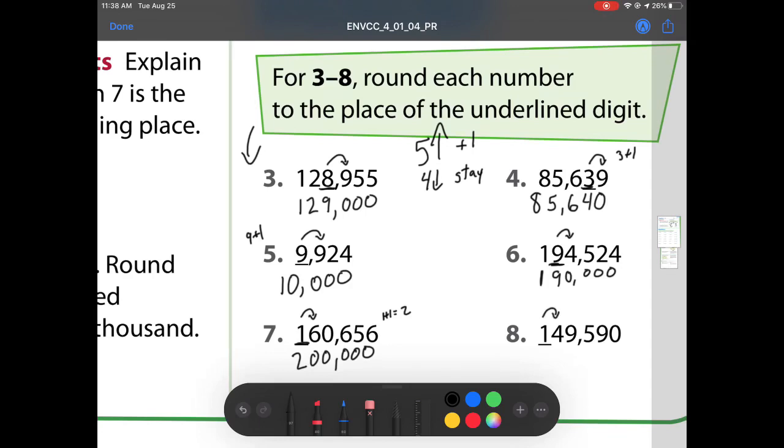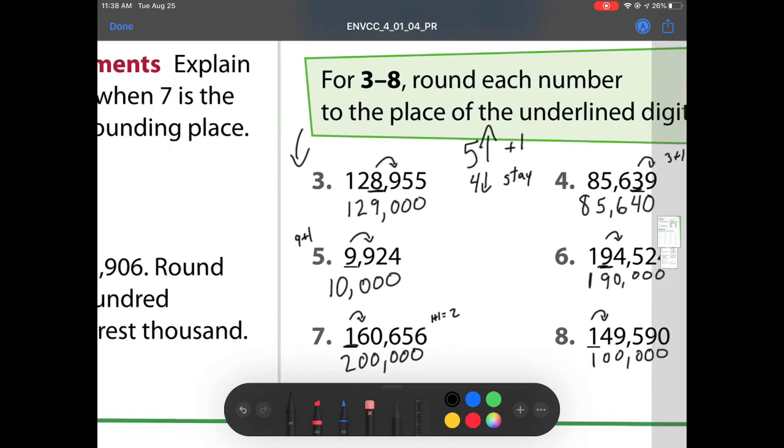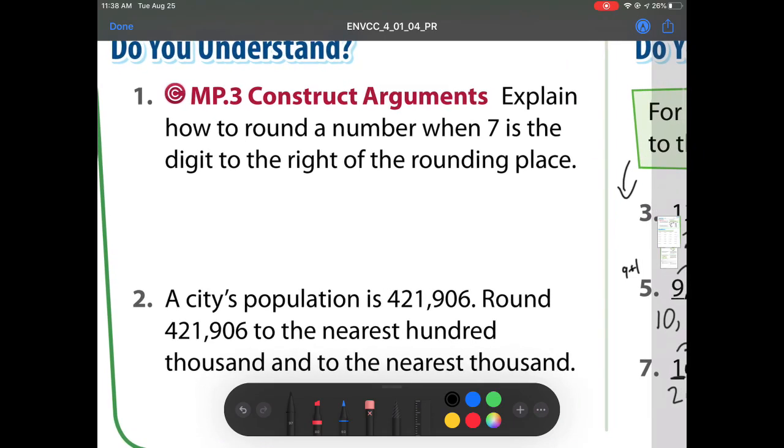Our last one on this part, look to the right, 4 or less, we let it rest. So that means this one's going to rest. It's going to stay the same. Look to the right and put zeros in sight. So that number rounds to 100,000. Now let's head back over to these number ones.